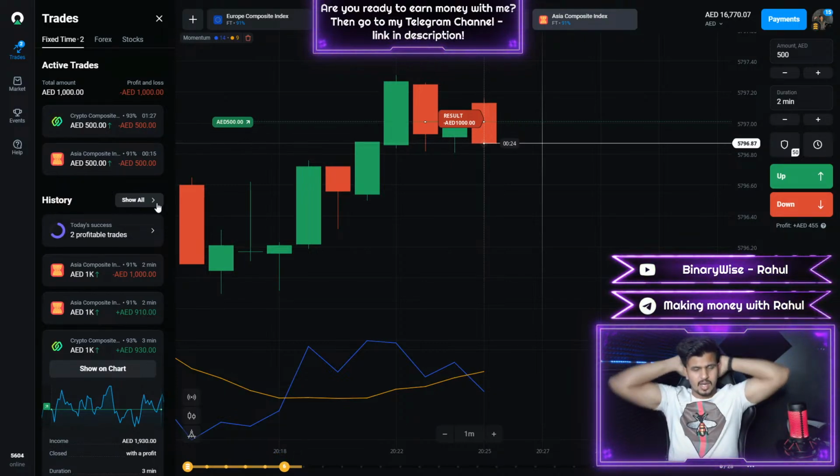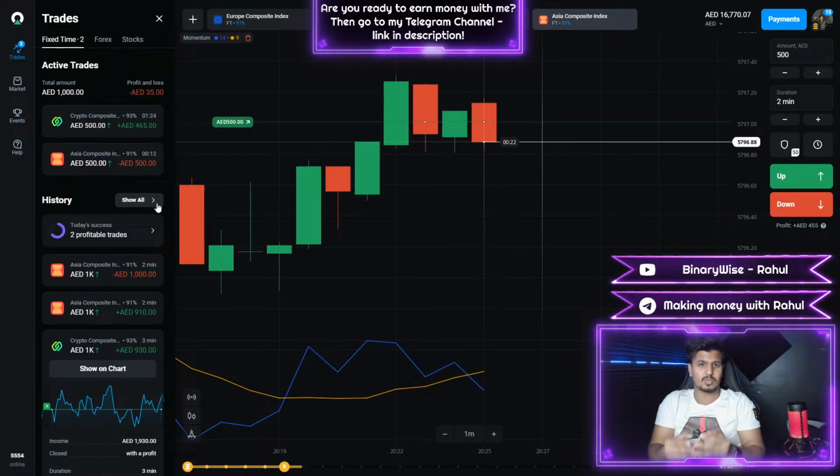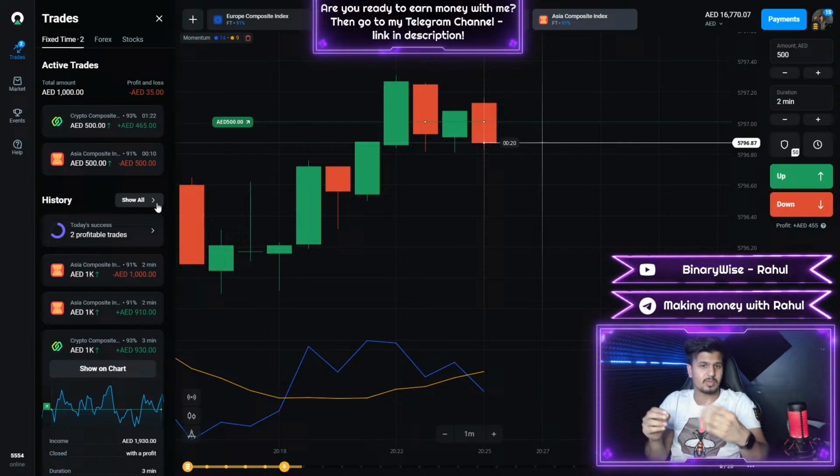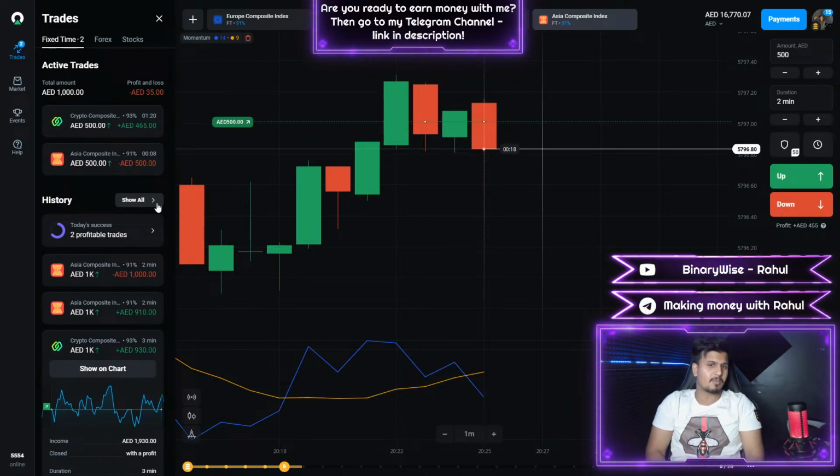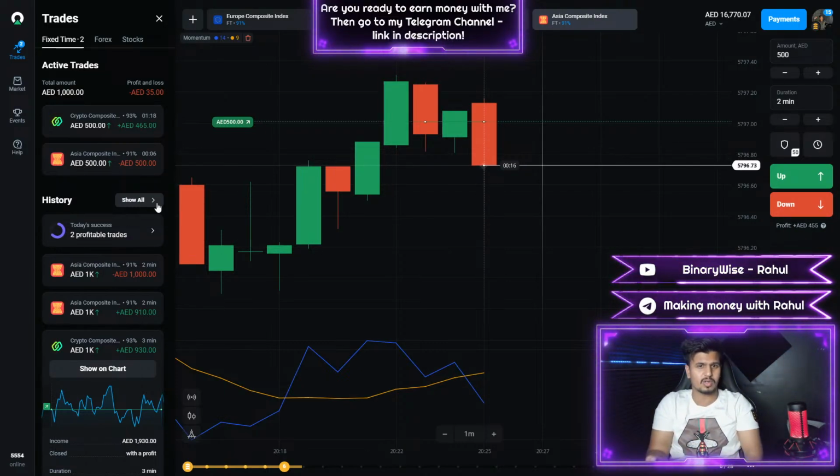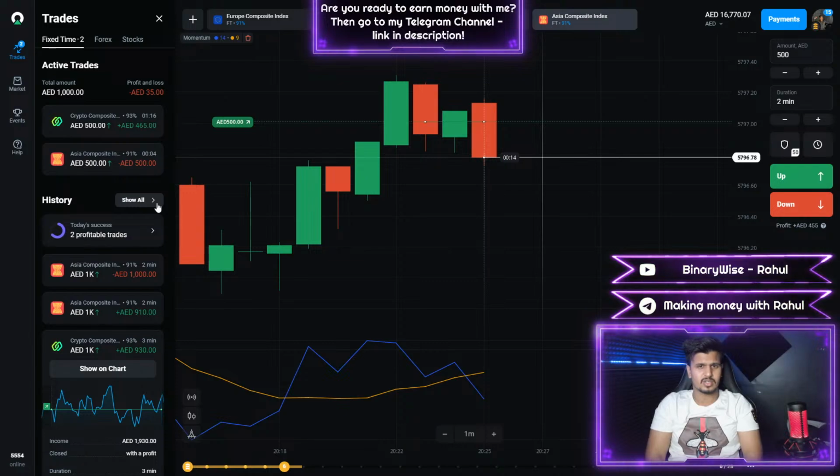So did you see? Again a 1,000 loss just because of some remaining movement of the trend. It was going pretty well in the upward direction, but finally it came in the downward direction. So it's okay. We will continue to recover it.